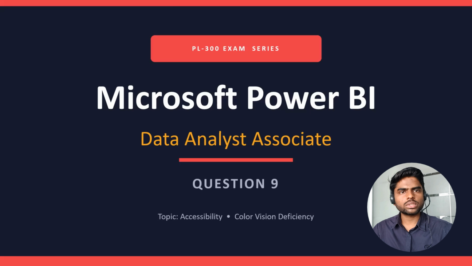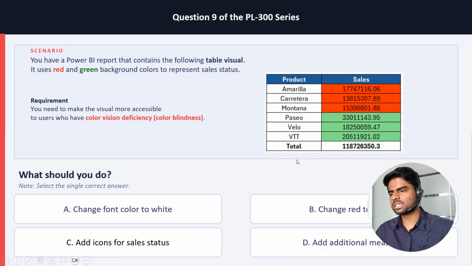So let's continue with our next question. To solve this question, they have given you a scenario. In the scenario, you have a Power BI report that contains the following table visual. It uses red and green background colors to represent sales status. So this is the table in your report, and it uses red and green color to display the status of the sales.